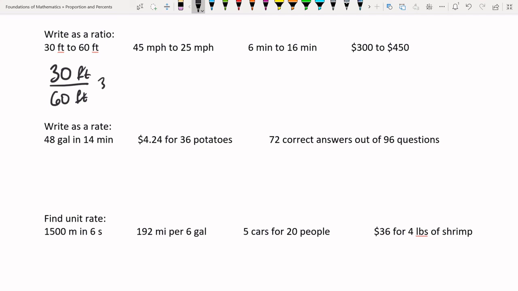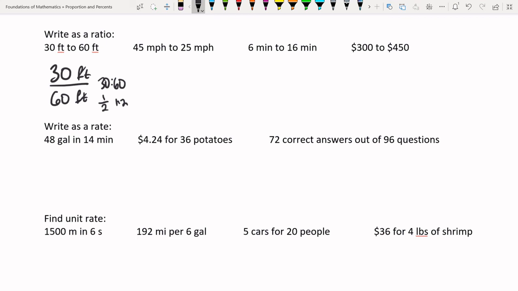Now you can write this as a ratio like that using the colon notation. In mathematics, we tend to write it as a fraction because that way we can actually use it in many different forms. Now we can also reduce this. That's typically what we do. We can divide top and bottom by 30, and you see we have a ratio of 1/2 or 1 to 2.